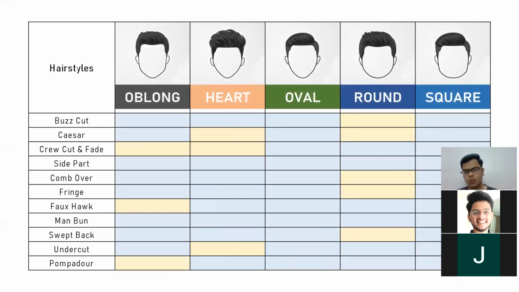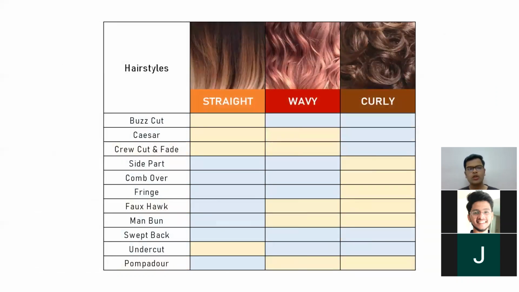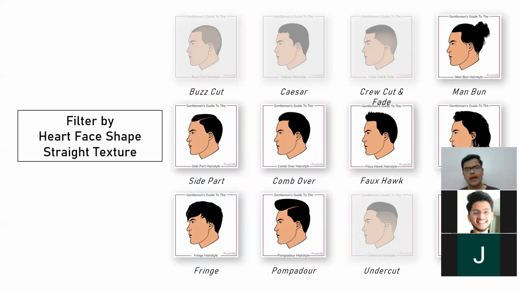Now, depending on the face shape, we decide which hairstyle suits a particular face shape. So a blue box indicates that yes, an oblong face shape can have a buzz cut, while a yellow box indicates that an oblong face shape cannot have crew cut and fade. As we can see, the oval face shape allows for all the hairstyles because it is the best face shape. Similarly, depending on the hair texture, that is straight, wavy, or curly, we recommend the 12 hairstyles. So again, we prepared if-else rules for that. So this shows the output filtered by the heart face shape and a straight hair texture. So the ones which are highlighted are the hairstyles which would be recommended to the individual.